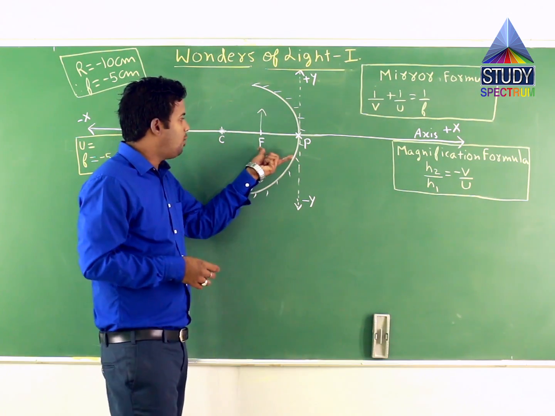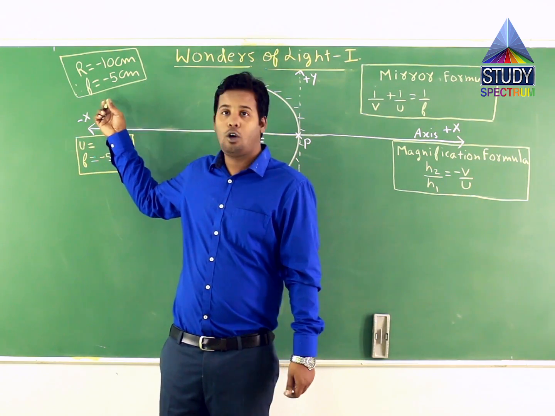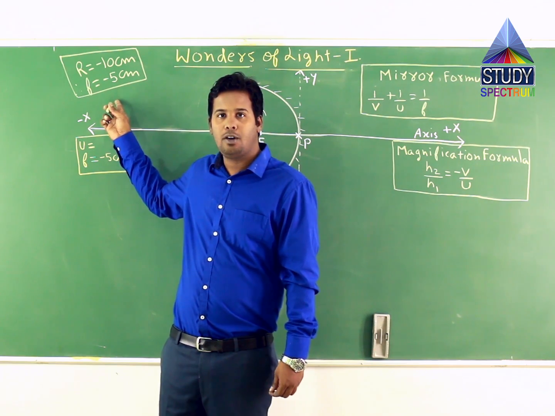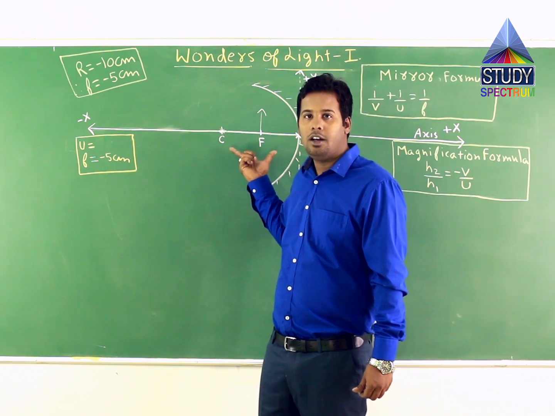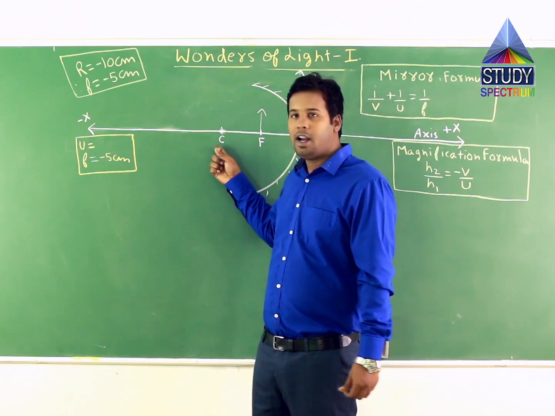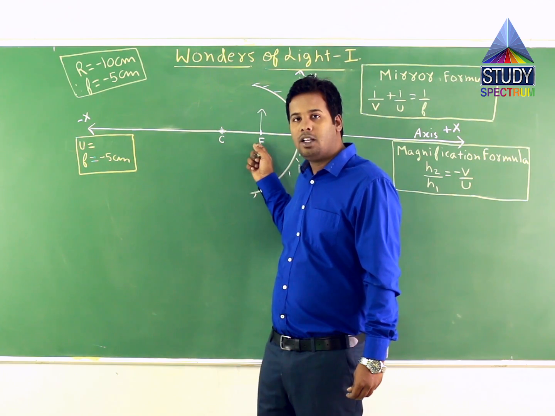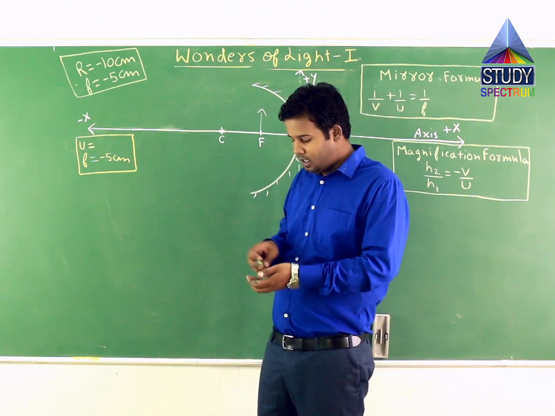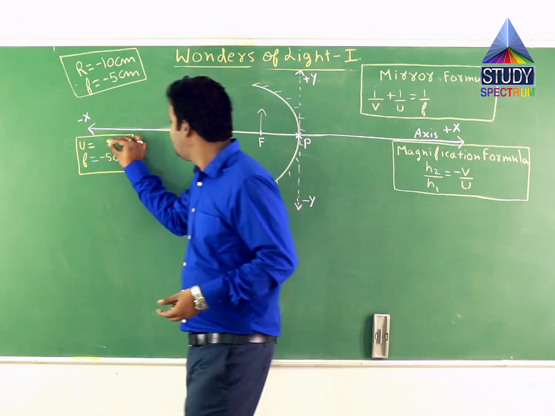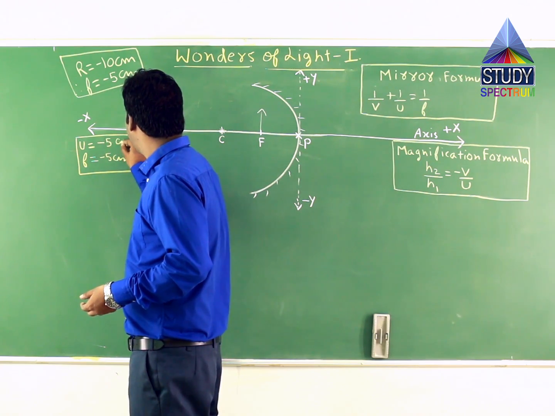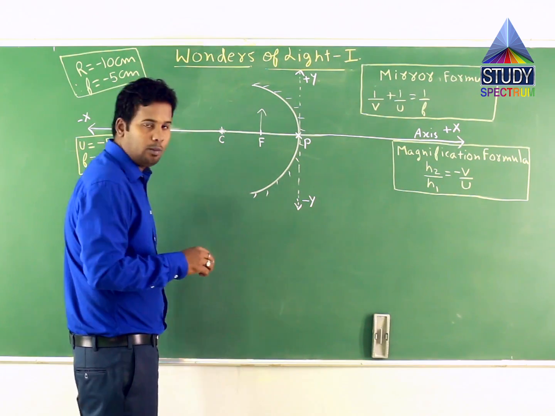Now, since the object is placed at the focus point, and for all theoretical questions we have assumed, for easier calculation, R to be minus 10 centimeters. Why minus 10? Because this position of the center of curvature is lying on the negative x-axis. So this point is minus 10, this point is minus 5, the focus point. Since the object is placed at the focus point, automatically the distance of the object from the pole becomes equal to the focal length, that is, minus 5 centimeters. Correct?